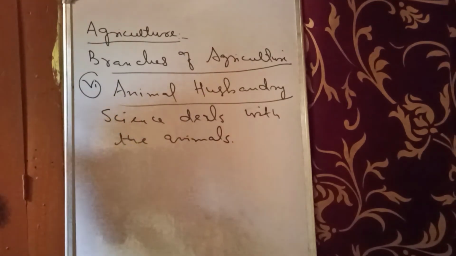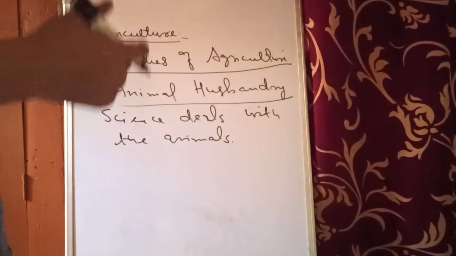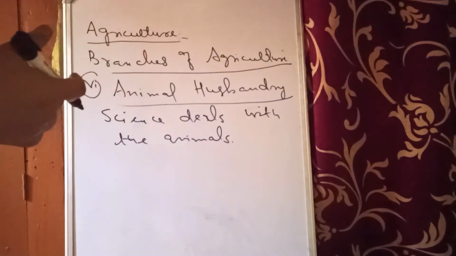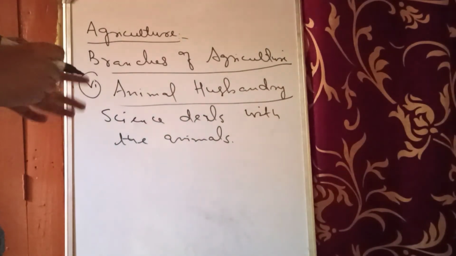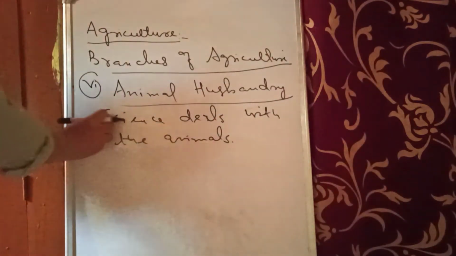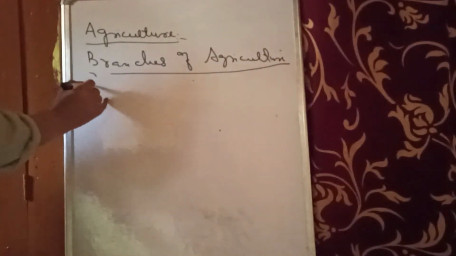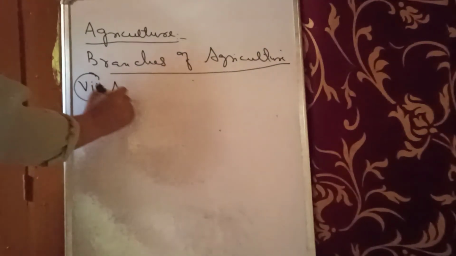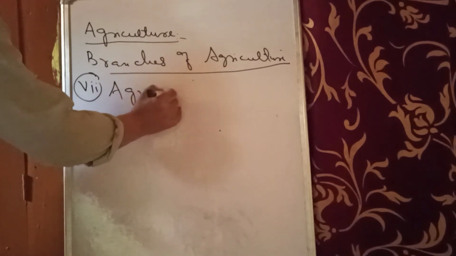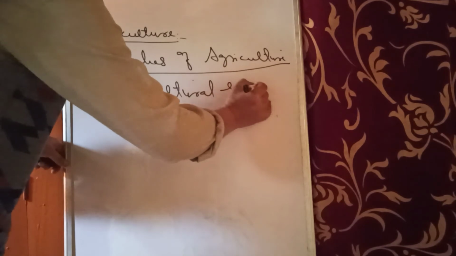In this science, you know how to breed animals, how to take care of animals, how to know about the diet of animals. All this is in animal husbandry. So it is also related with agriculture. After this, we have another important branch of agriculture, that is agricultural engineering.